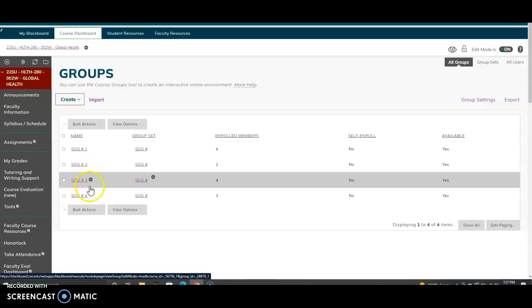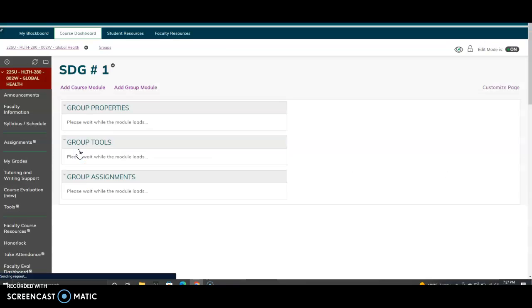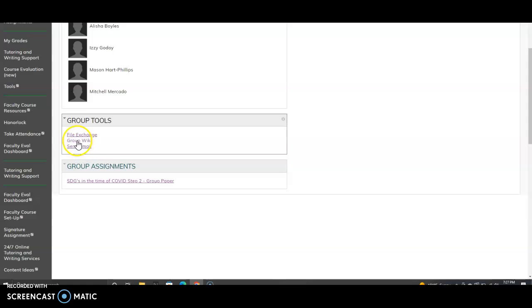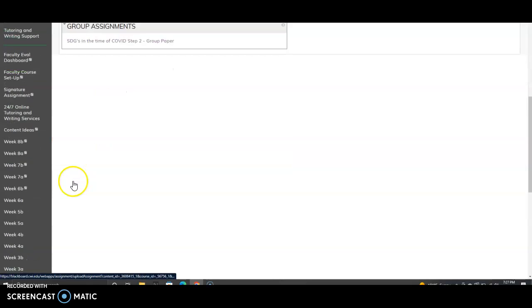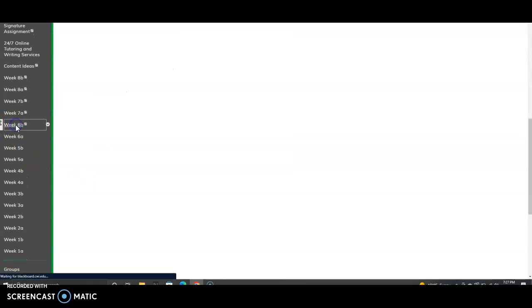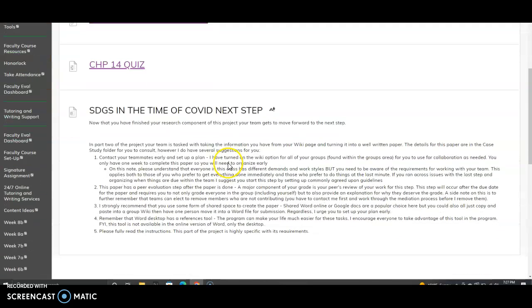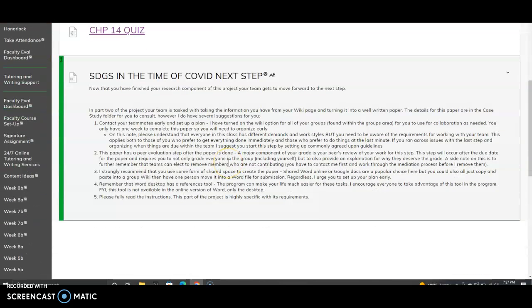So for example, we will just go to the first group. You now have Group Wiki available to you. So you can go in there. I've preset an organization template so that way you can identify who's responsible for what. And the most important thing is you have 1 week. So this is due next Thursday, so the 21st at 11:59.